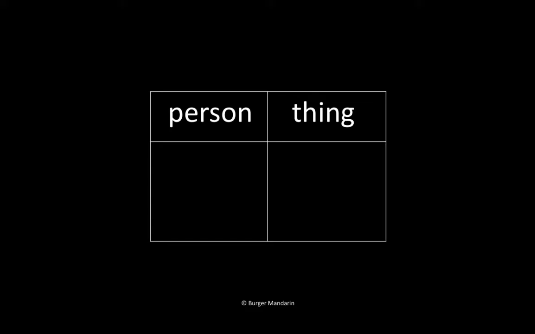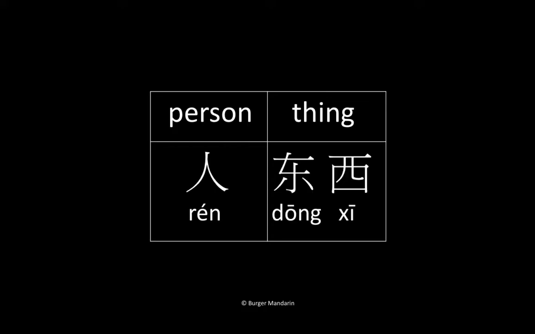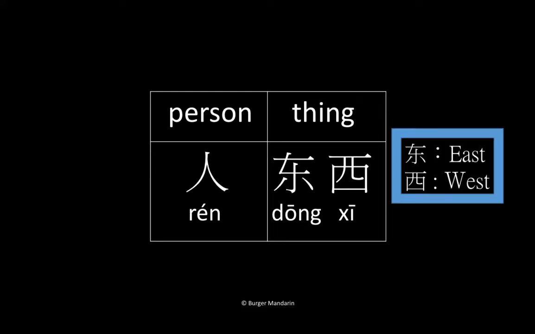Now here we're going to talk about two important nouns that we commonly use in Chinese. The Mandarin Chinese for person is 人 and the Mandarin for thing is 东西. Interestingly, the word 东 itself means east, and the word 西 itself means west. But when combined together, it means thing. 东 and 西 have no meanings itself.